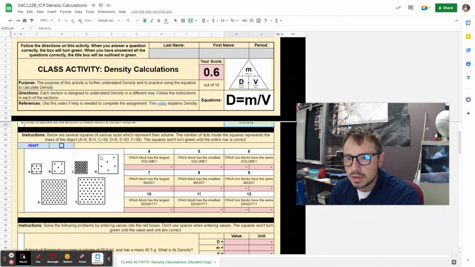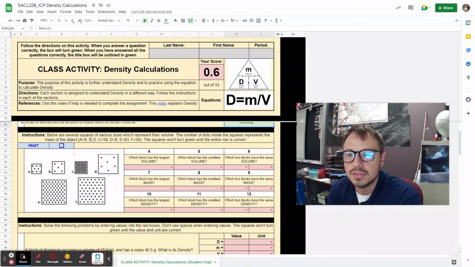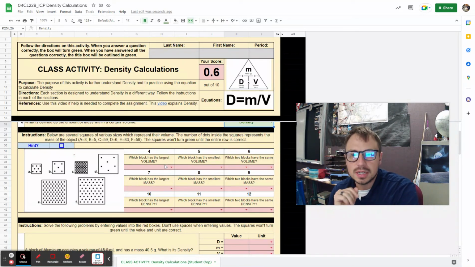So below are several squares of various sizes, which represent their volume. Right, so the number of dots in the squares represent the mass of the object, and you can see here I've given you those. I've counted those, so you don't have to go in and individually count them. They're right there. If you do want to, you can do that. Now the squares won't turn green until this entire row is correct. So what I'm going to do is I'm just going to do the first one in each of them because they're asking about the volume, the mass, and the density.